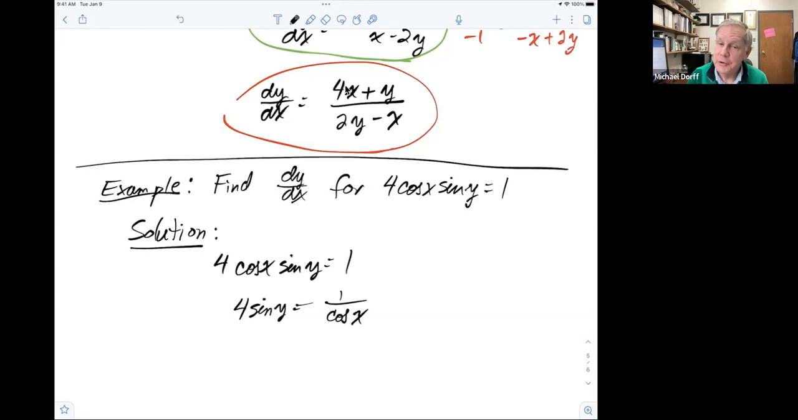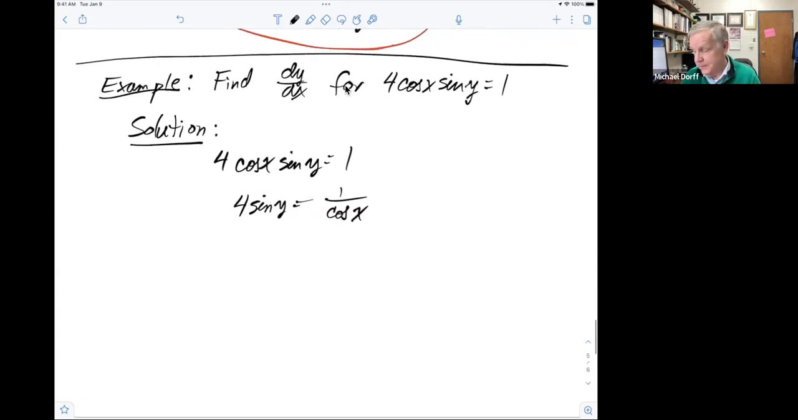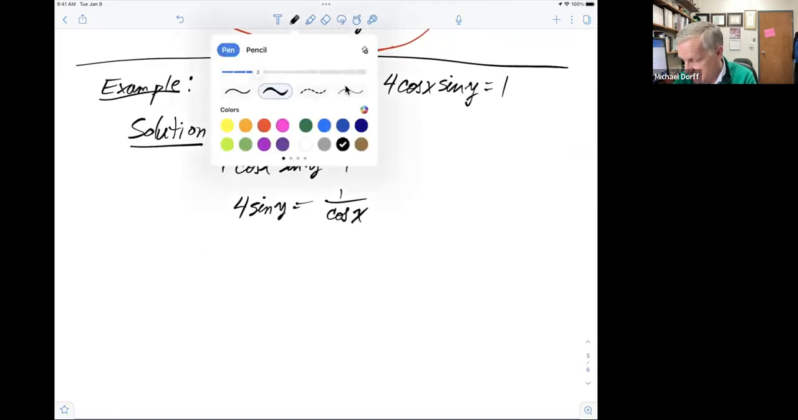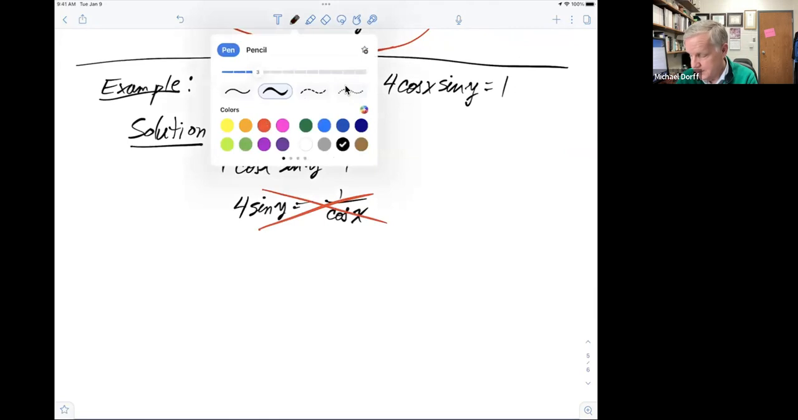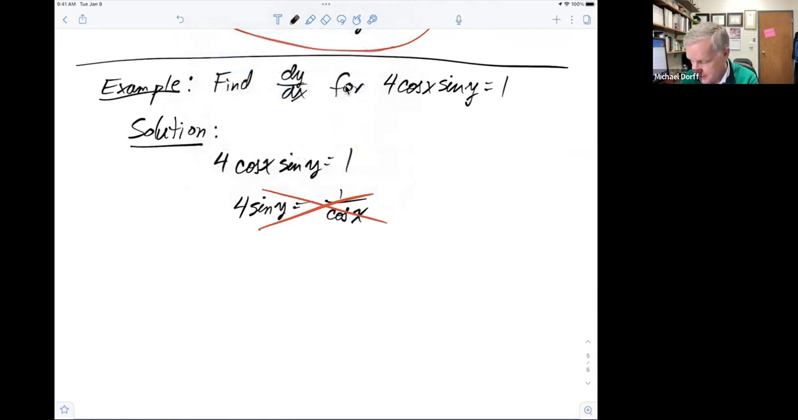Now, there are things you can do to try to get y by itself. You could bring the 4 over from the left to the right side, and then you'd have to do the inverse sine. But we don't even know what the derivative of inverse sine is, and so that gets really complicated. So we're not going to do this approach here. It's just easier to do implicit differentiation.